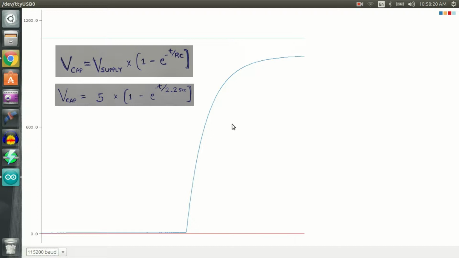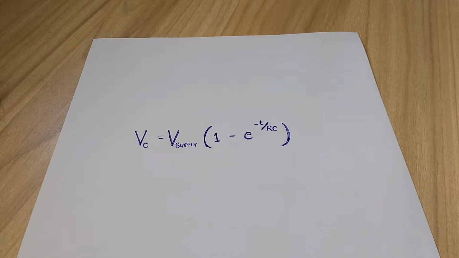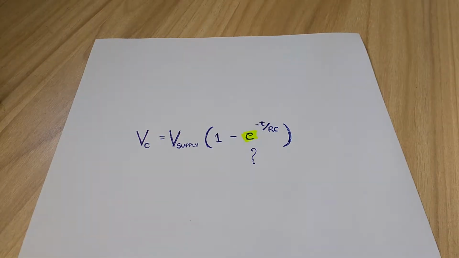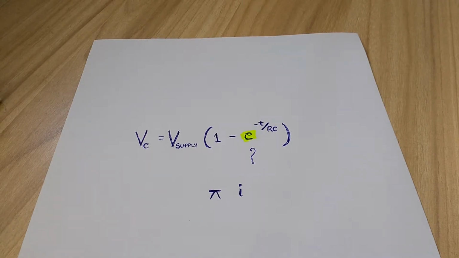After about 2.2 seconds, capacitor voltage equals 3.161 volt. And after about 10 seconds, capacitor voltage approaches 5 volt. Let's write down capacitor voltage equation one more time. There is a mathematical constant, e, called Euler's number in this equation. Why is it in this equation? Why not some other constant, like pi or i?